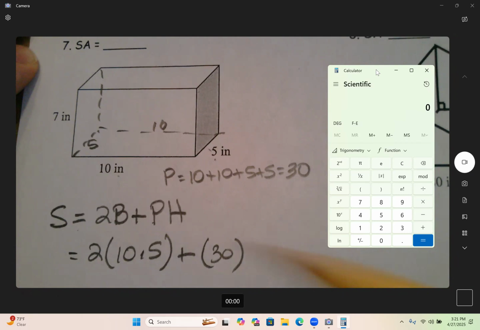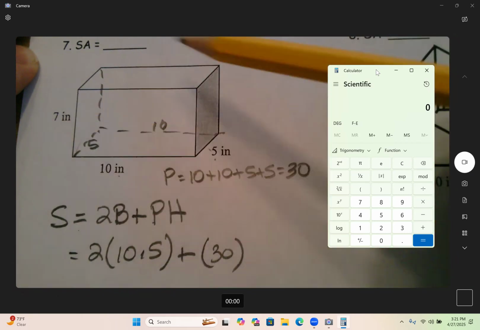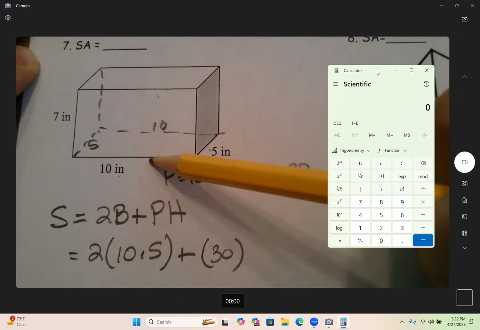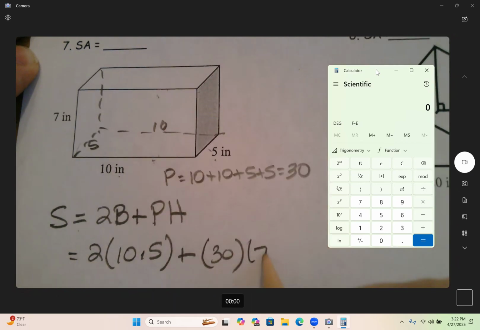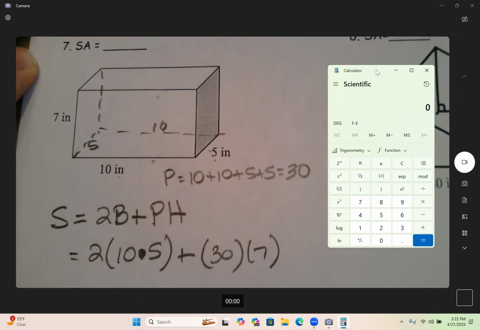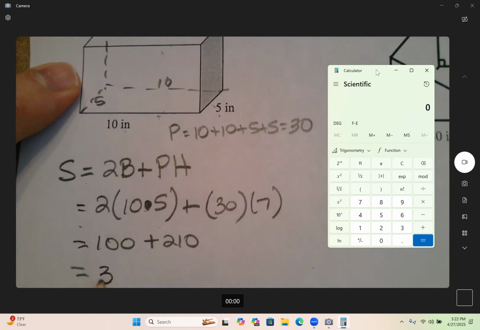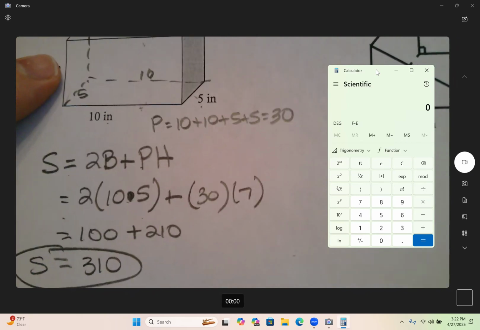And then the height of this figure, again, remember, height doesn't necessarily mean the one going up and down. It means the distance between the bases, 7. Okay. So remember, just in case, this is a dot. That means a multiplication dot. So 2 times 50 is 100. 30 times 7 is 210. So the total surface area is 310. Okay. So there is the total surface area, 310.